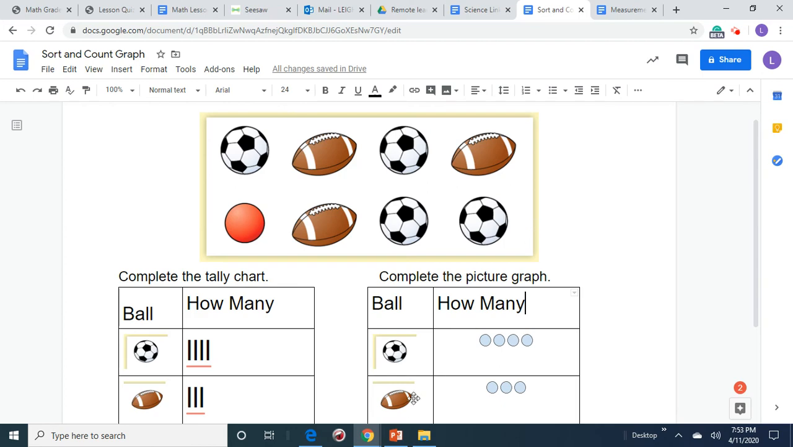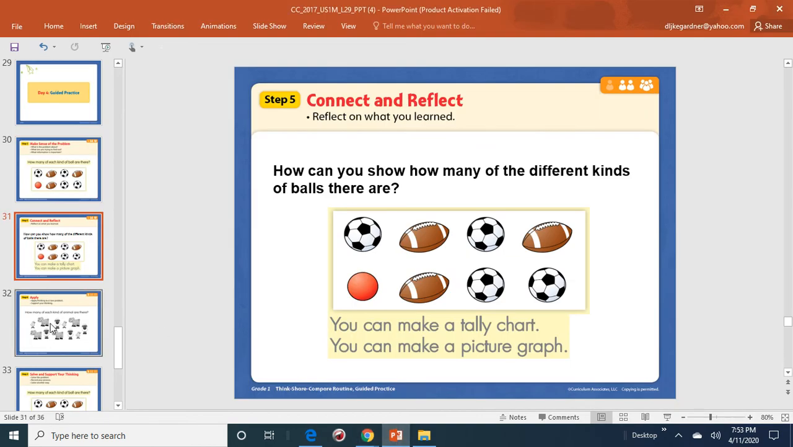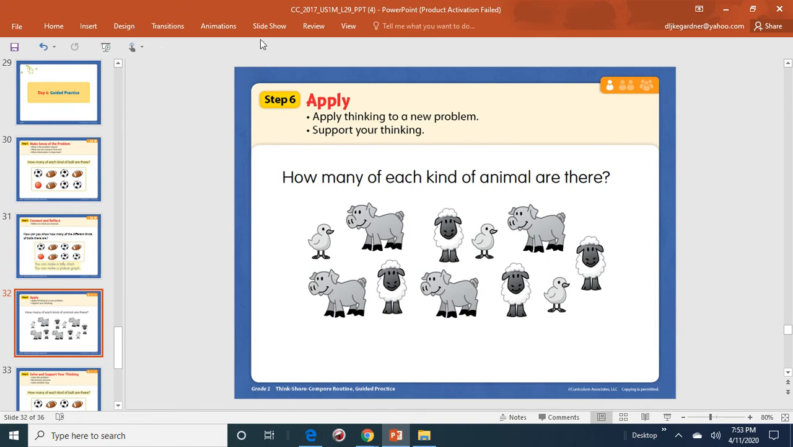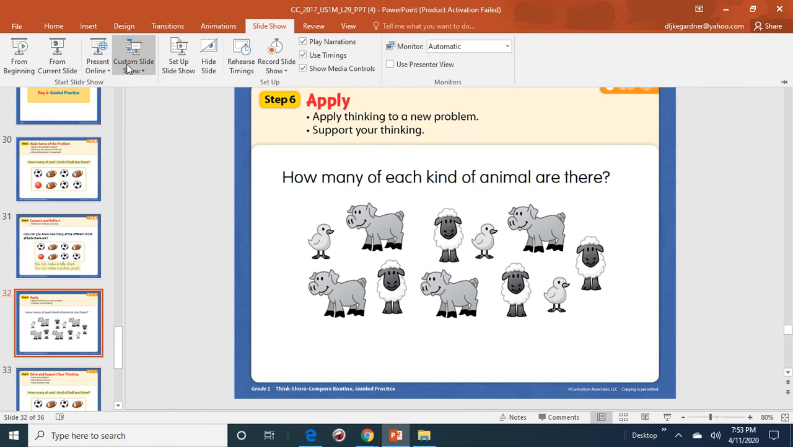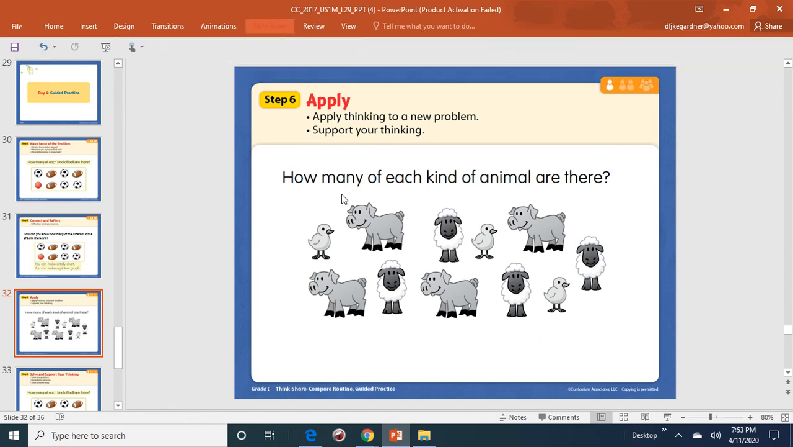So let's go back to our presentation, and you guys are going to go to Seesaw now, and you're going to have 2 more chances to practice this skill before you take a quiz. So the first sheet that you're going to see is how many of each kind of animal are there. And then the second sheet is another object sort. Just like always, the activity is in Seesaw. Listen to the directions and submit your work.